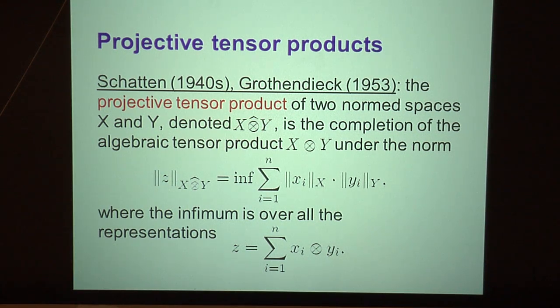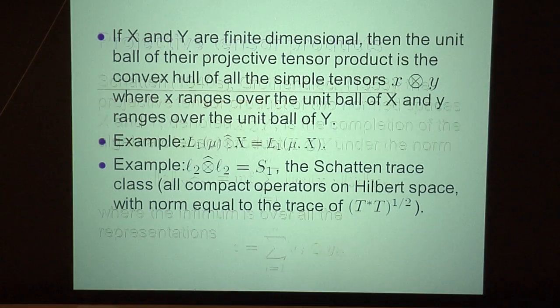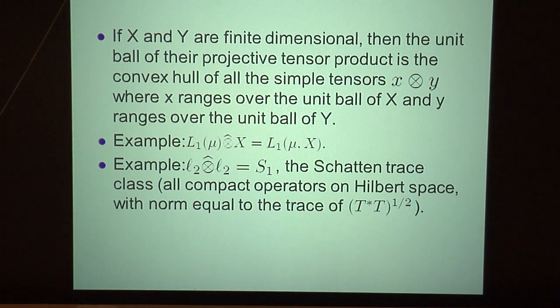So I take a vector z and I represent it as a sum of simple tensors. For every such representation, look at the sum of the products of their lengths, and I take the infimum. If X and Y happen to be finite dimensional, this is the same as saying: look at the simple tensors x tensor y, where x and y range over all unit vectors, and take the convex hull. That's going to be the unit ball of the projective tensor product. This is really a projective object in the appropriate category.